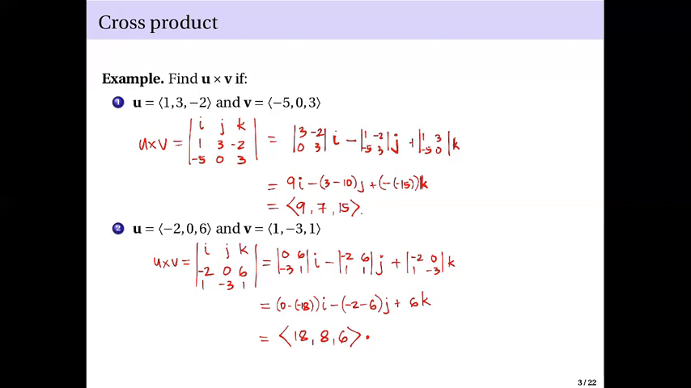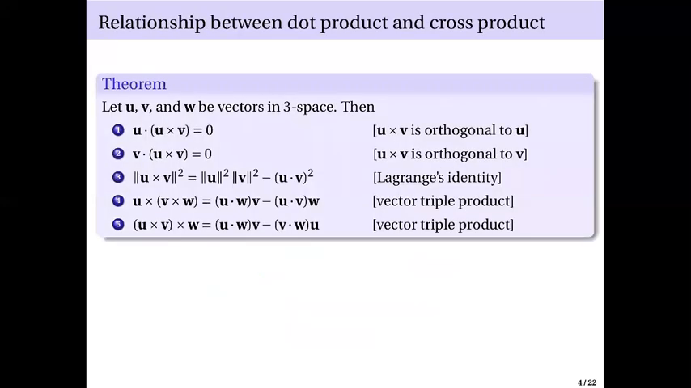Now, let us look at some properties of the cross product. Here, we look at the relationship between the dot product and the cross product. Let U, V, and W be vectors in 3-space. Then we have the following.